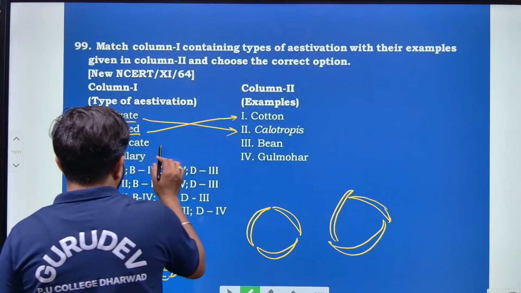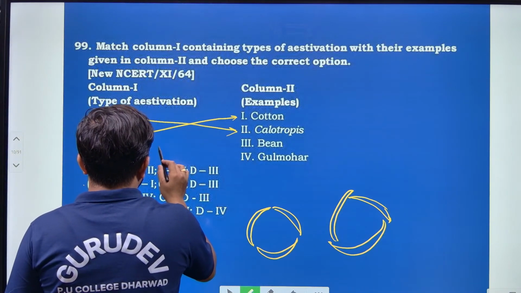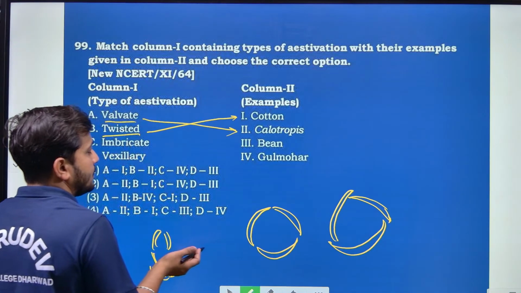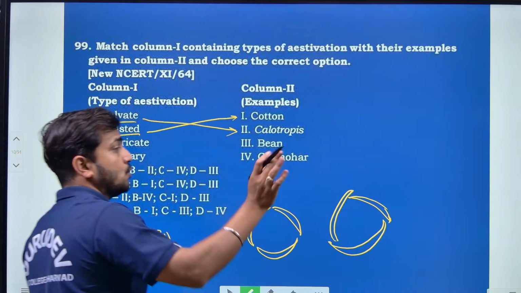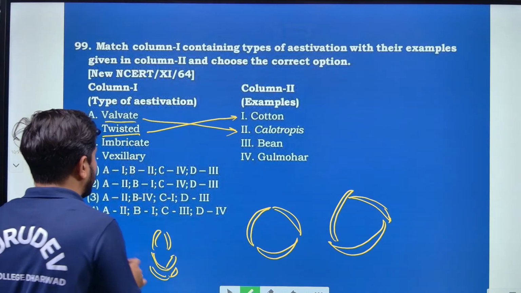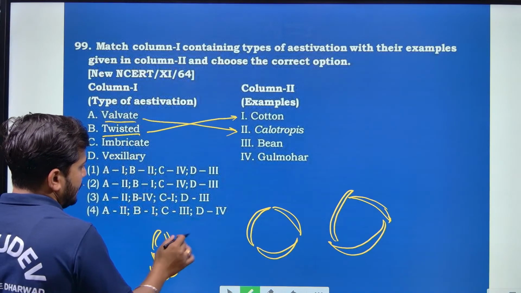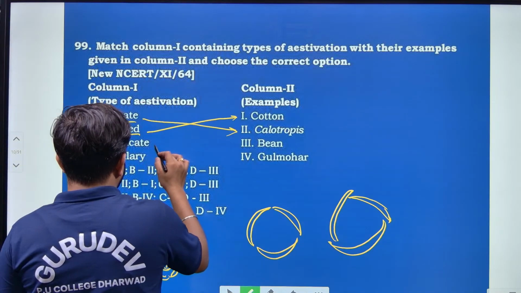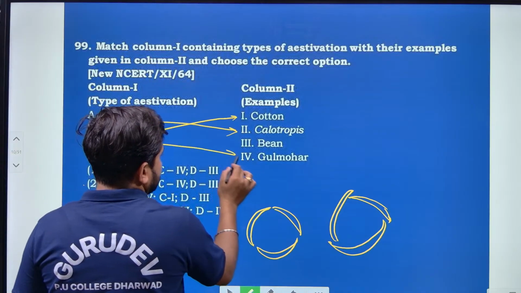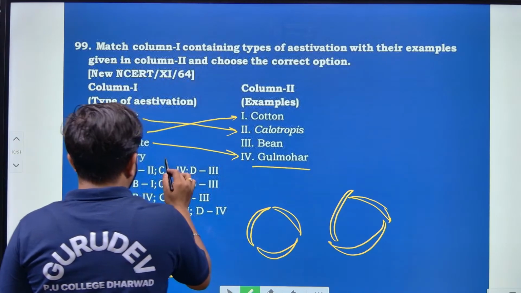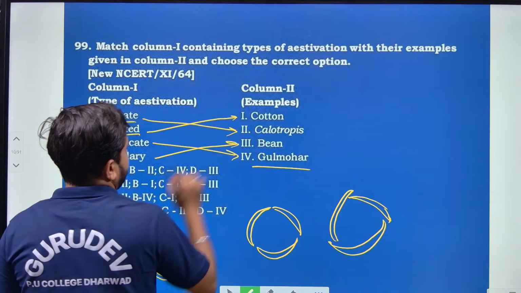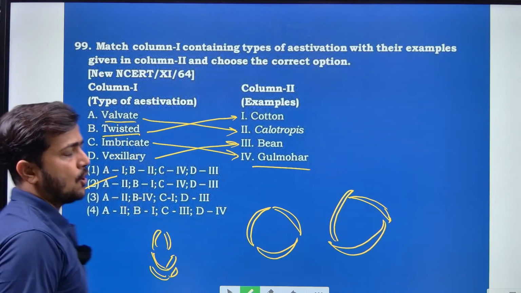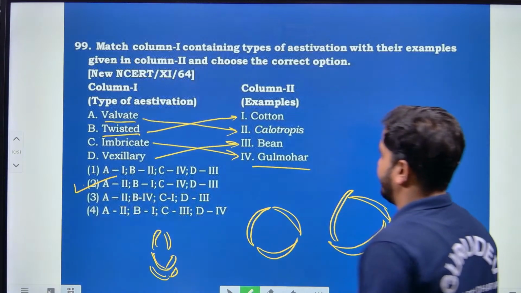So that can be seen here, in imbricate one will be the inside petal and one will be outside, so two will be totally out, right? Like that arrangement you can find. So this type of arrangement we find in the vexillary type, right? So which one is the imbricate here? That is nothing but gulmohar, and vexillary is nothing but the bean here. So based on this I am finding option 2 is correct here, right?